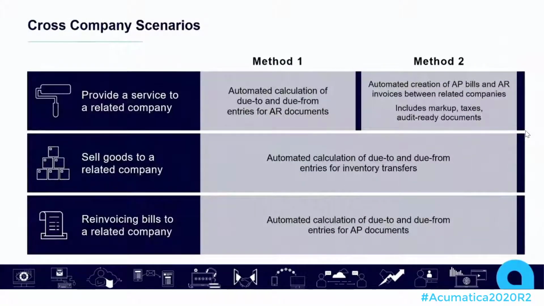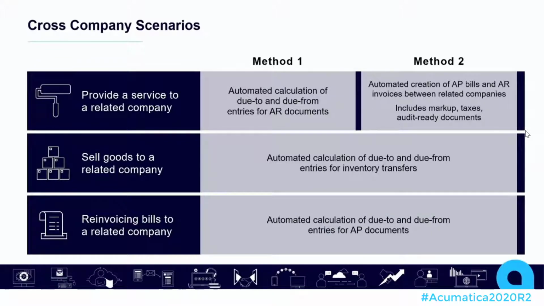Within Acumatica, we're making it even easier for companies that have multiple subsidiaries, multiple companies that are all related to one another, to buy and sell services back and forth. So one of the things that they can do is they can provide services to a related company. Previously, within Acumatica, we had the ability to automate the calculation of due to and due from entries.